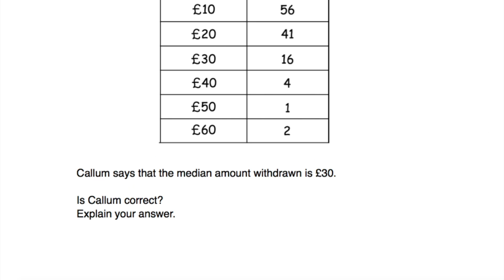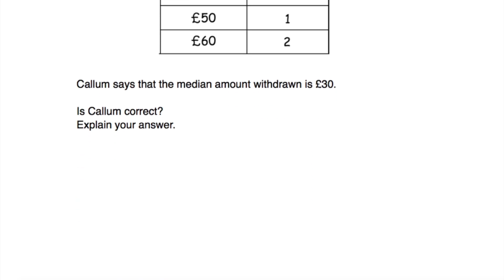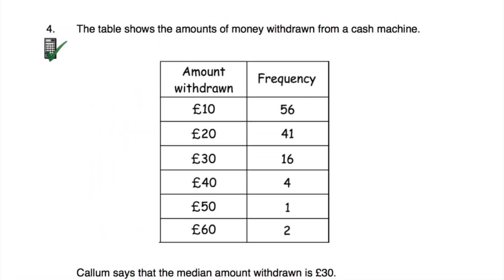Explain your answer. So Callum thinks the median is £30, and we've been asked to check if he's right or not. Okay, so we want to find the median from this frequency table. We could write down 56 tens and so on, but again, I think there's a much bigger chance you're going to make mistakes there. So what we're going to do is use n plus 1 divided by 2.